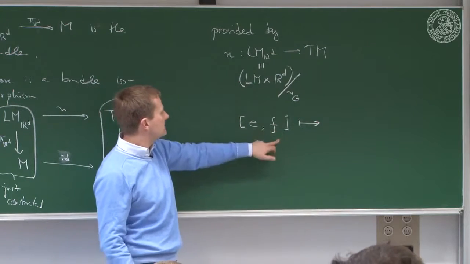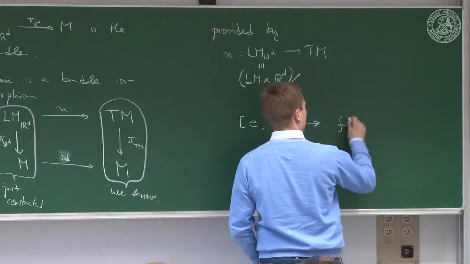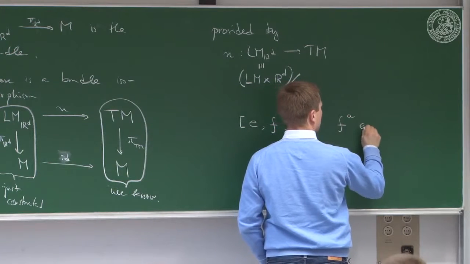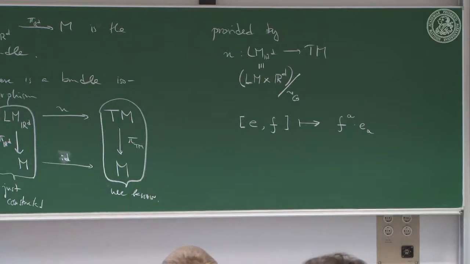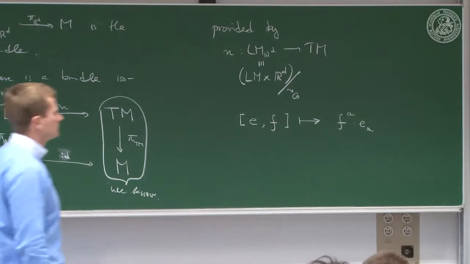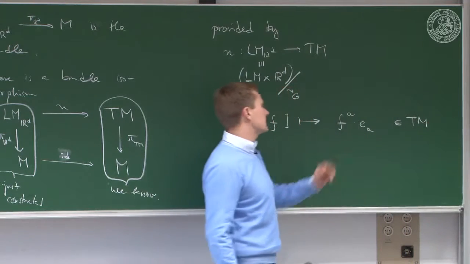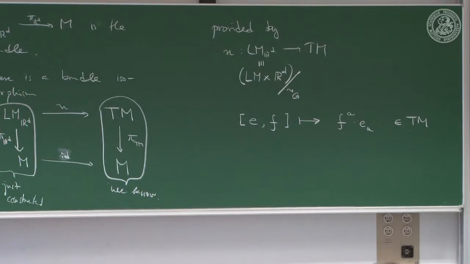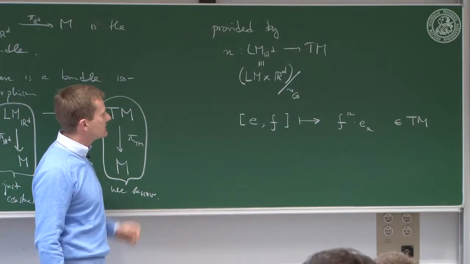well, this map takes an element from here, and sends this to F^a E_a. And that's it, because that's an element of the tangent bundle. Okay? Because it certainly lies in some tangent space. So it's an element of the disjoint union of all the tangent spaces.